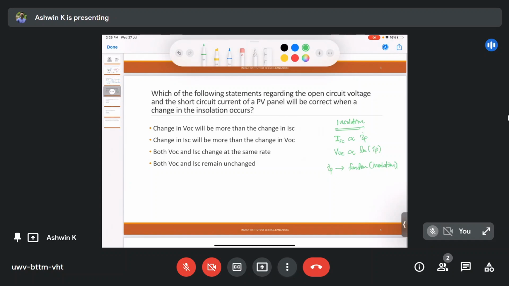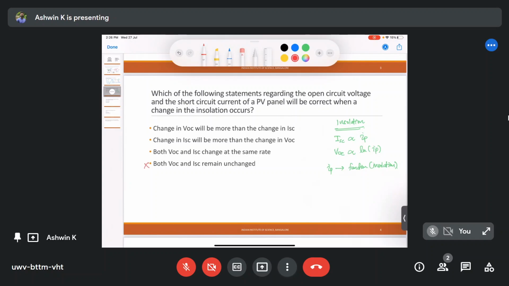Okay, so based upon these relations, we can see that... The options are: the change in VOC will be more than the change in ISC, the change in ISC will be more than the change in VOC, both VOC and ISC change at the same rate, or both VOC and ISC remain unchanged. We are definitely sure that there is a change in both short circuit current and open circuit voltage when there is a change in insulation. So we can rule out the last option.